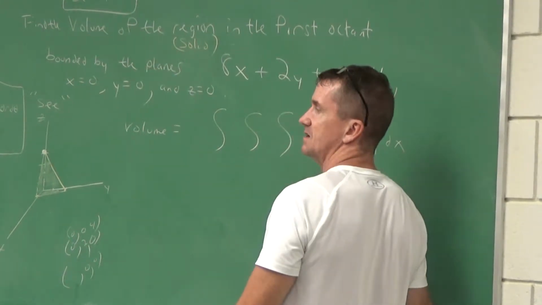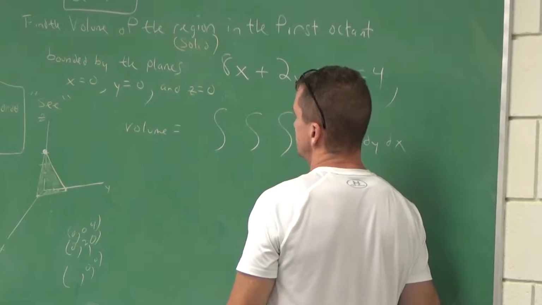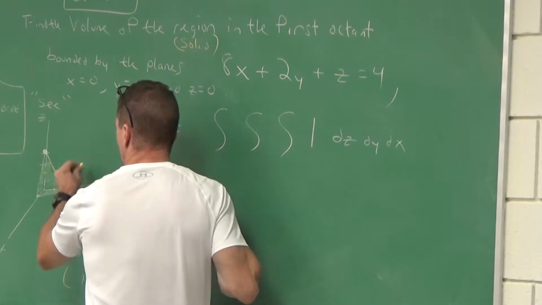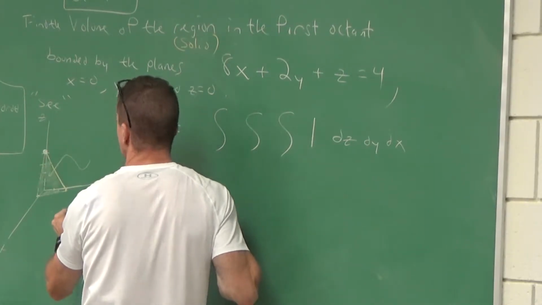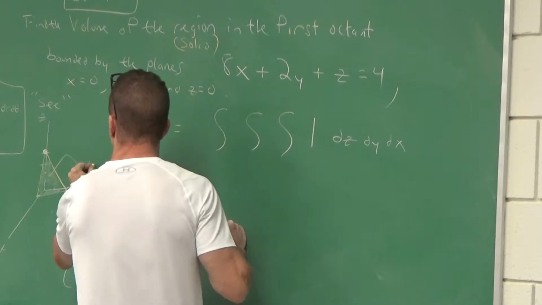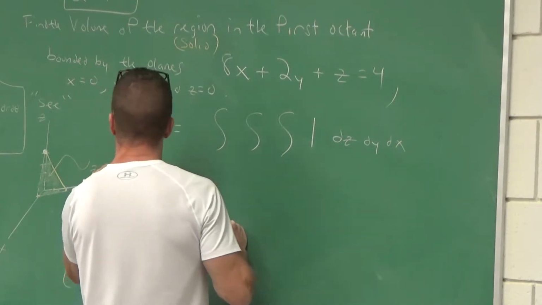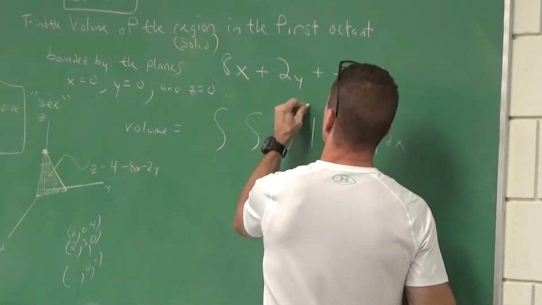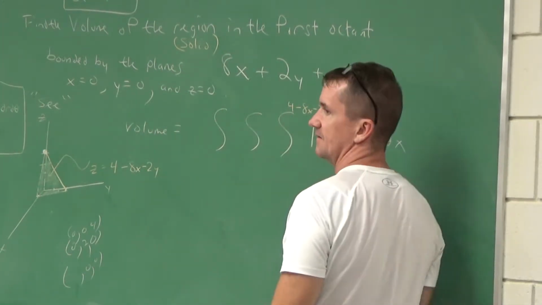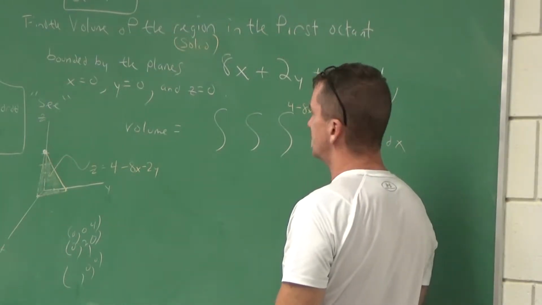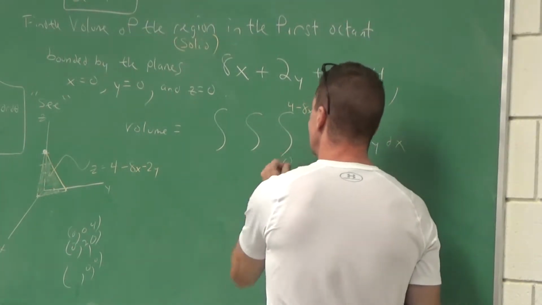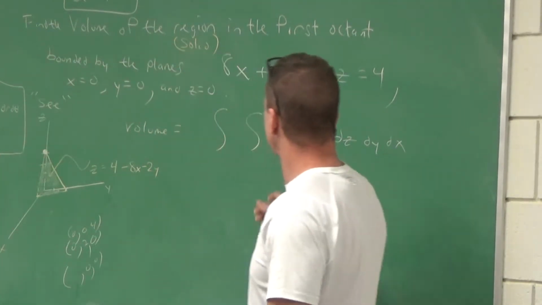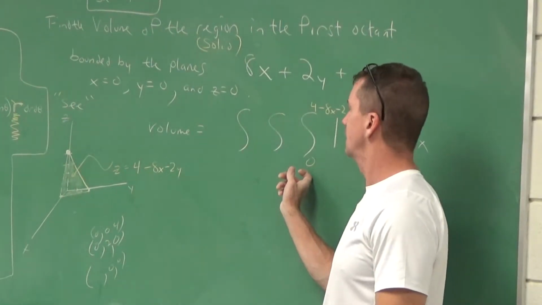What's the top z? It's that yellow plane right there. What's the equation of that? We've got to solve for the z. What would z equal to? 4 minus 8x minus 2y. All right. What's the bottom z? Nice! So the top z is that one, the bottom z is 0. So far so good?